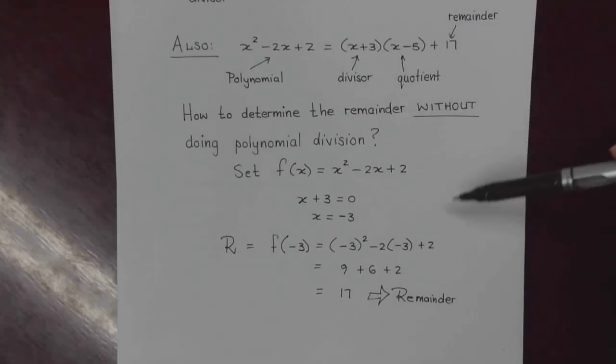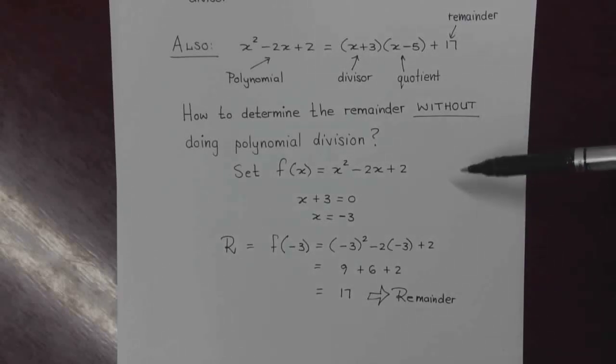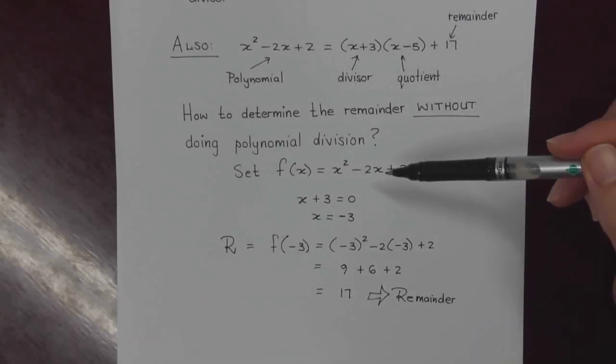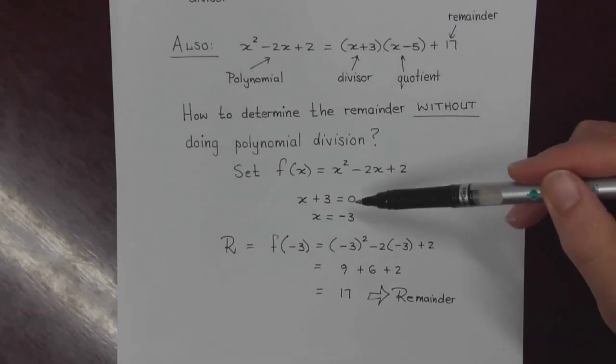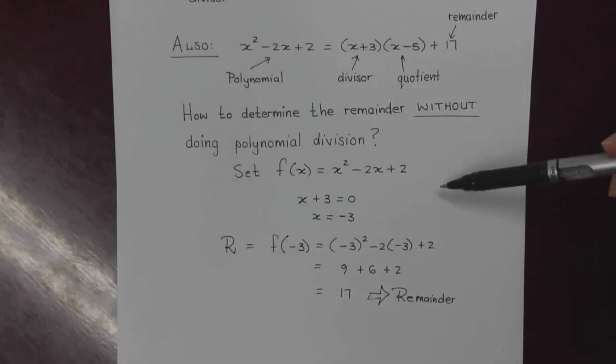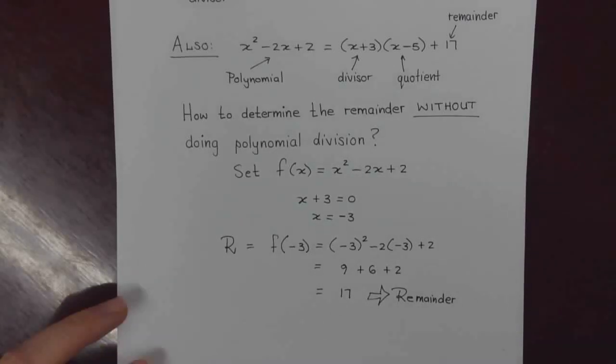So it's a very easy, simple, straightforward way, bypassing your polynomial division, to calculate the remainder if your polynomial and your divisor are given. So let's do another example on this remainder theorem, and you'll see it's super easy to use.